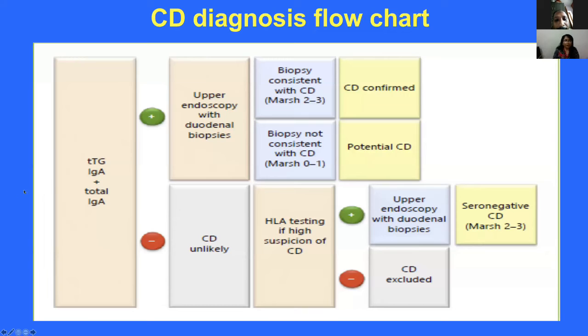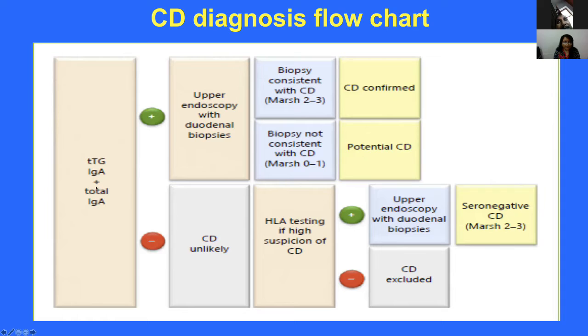This is the algorithm which we use for diagnosis in patients with celiac disease. We do screening tests in the form of anti-TTG IgA and total serum IgA level, to make sure the patient is not IgA deficient. If that is found to be positive, we confirm these patients with upper GI endoscopy and duodenal biopsies. If the biopsy is consistent with celiac disease in the form of Marsh classification, which I will be explaining later on, this is confirmed celiac disease. If the biopsy is not consistent, that means the biopsy is normal and we have only serology positive, these patients are called potential celiac disease.